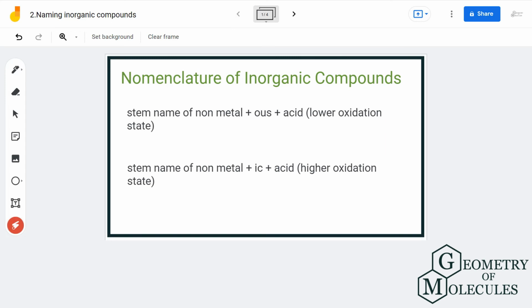So the general form comes out to be stem name of non-metal plus the suffix OUS plus the word acid if the element is in a lower oxidation state. The other case is if the element is in a higher oxidation state, it will be the stem name of non-metal plus the suffix IC plus the word acid. Let us see some more examples.